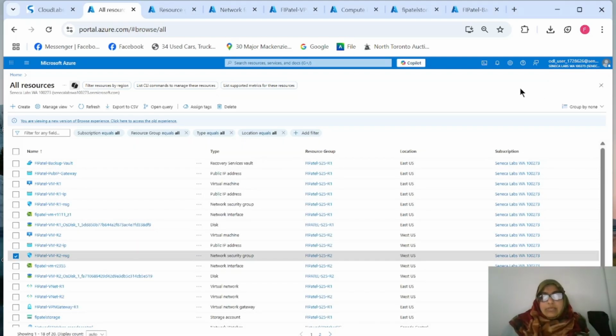I'll be demonstrating MST400 Project 2. Firstly, I'll start with the introduction. This project creates a backup system. I built this system using Microsoft Azure Cloud Services across two different regions. I used East US for VM1 and region 1, and West US for region 2.